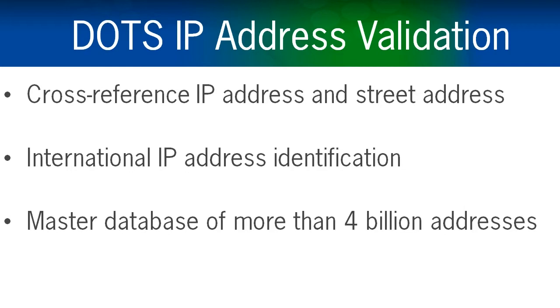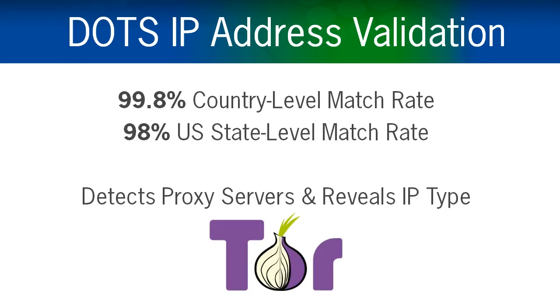This service updates more than 10 million subnets daily and includes over 4 billion IP addresses in the master database. DOTS IP address validation also identifies the location of an IP address worldwide, with a 99.8% country-level match rate and a 98% U.S. state-level match rate. It also detects IP addresses coming from anonymous proxy servers like Tor and reveals IP type including private, public, anonymous, or satellite. A certainty score is provided to give you added decision-making power.